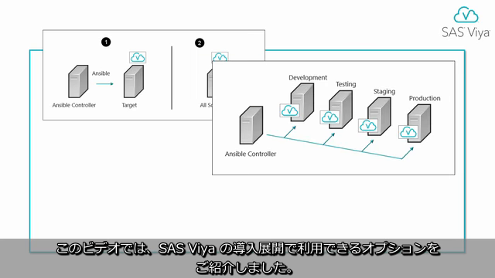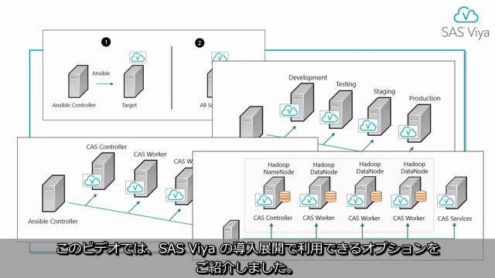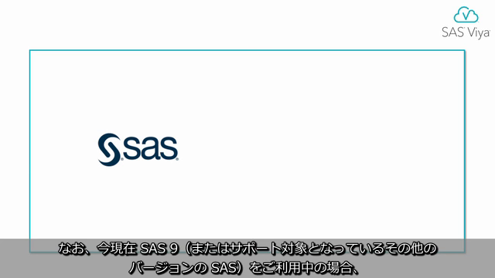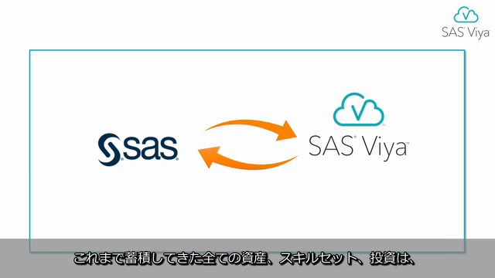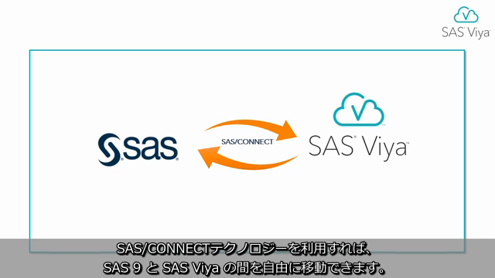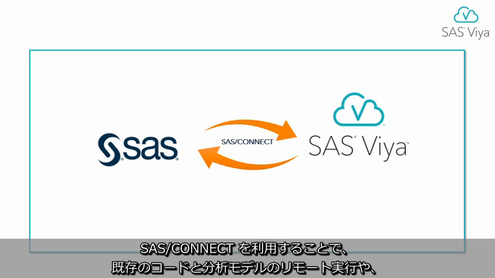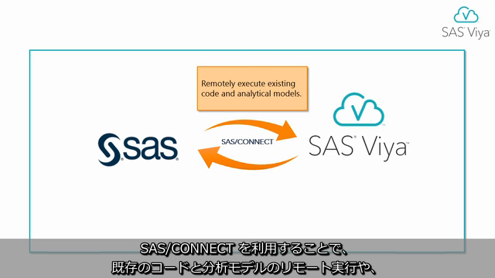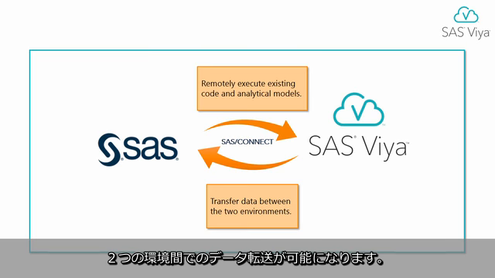In this video, we looked at some of the options for deploying SAS Viya. By the way, if you currently have SAS 9 or any current supported version of SAS, rest assured that all those SAS assets, skill sets, and investments that you've made will be bridged and usable to the SAS Viya environment and associated product offerings. SAS Connect technology enables you to move between SAS 9 and SAS Viya. Using SAS Connect, you can remotely execute existing code and analytical models, as well as transfer data between the two environments.